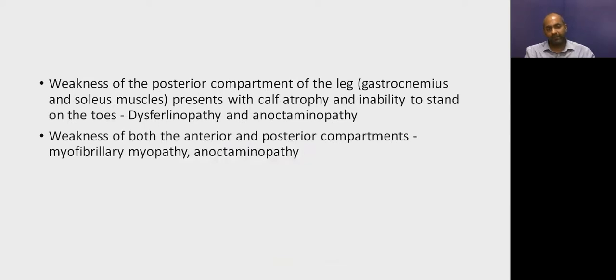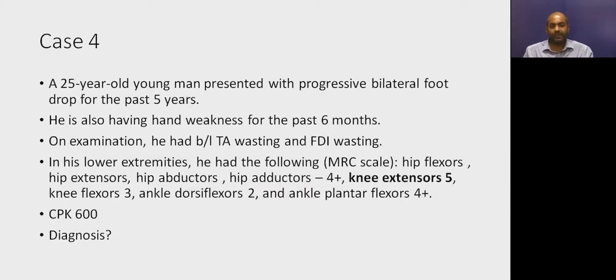So there can be weakness of the posterior compartment, gastrocnemius soleus, especially in dysferlinopathy, and some distal myopathies can have weakness of both the anterior and posterior compartments. Right. So let's see a case.